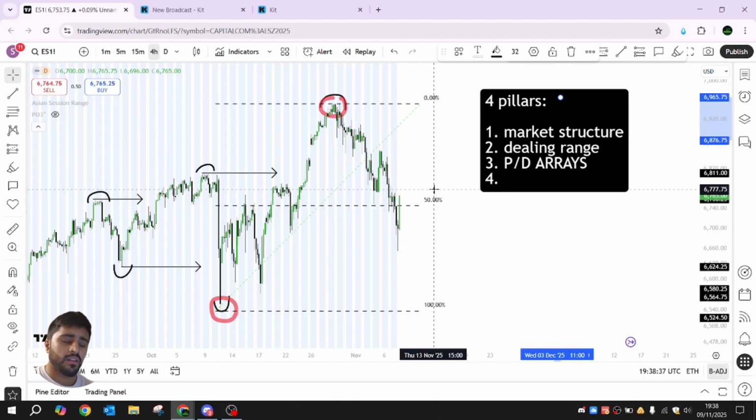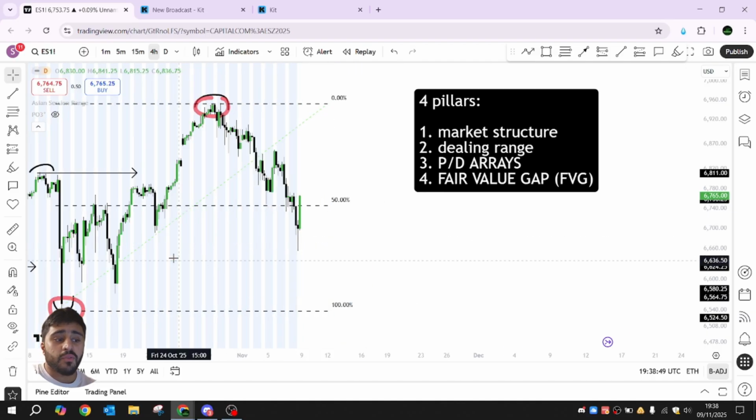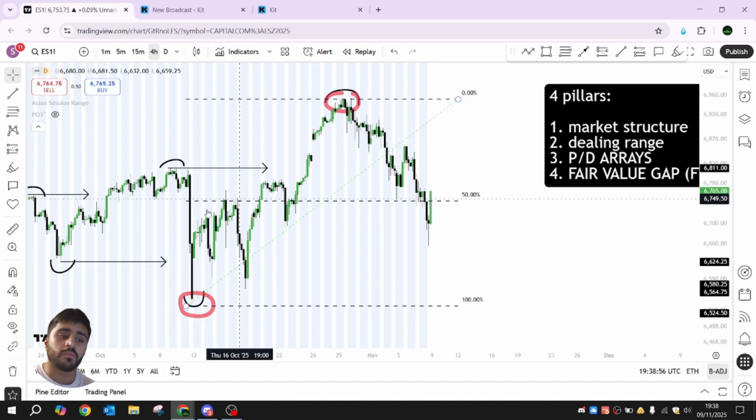Now, once you've done that, the last step is the fair value gap. Now, the fair value gap, or simply FVG, is what you find in premium and discount. So basically, if you see a fair value gap at the equilibrium, you don't ever mark that out because I don't like trading at the equilibrium.